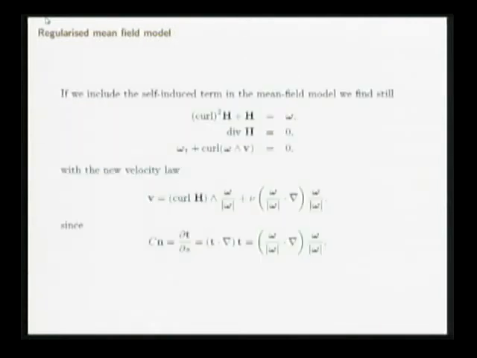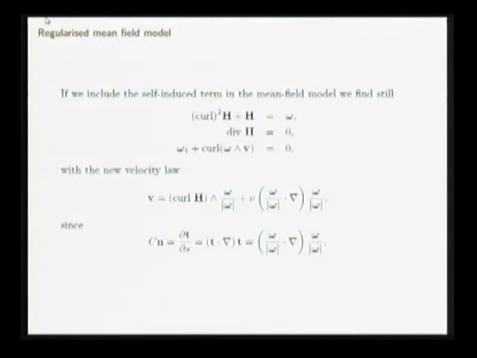So one way to regularize this mean field model and cope with this instability would be to include the self-induced curvature term in there. It makes it a little bit messier, but one thing you could do is, instead of just having the J cross T term that we had, you could add in the curvature times normal, and that would be a term like this.